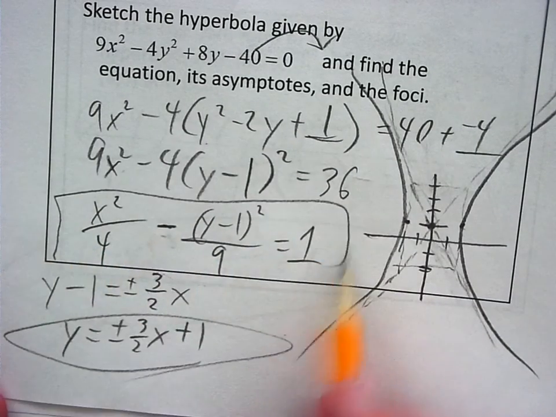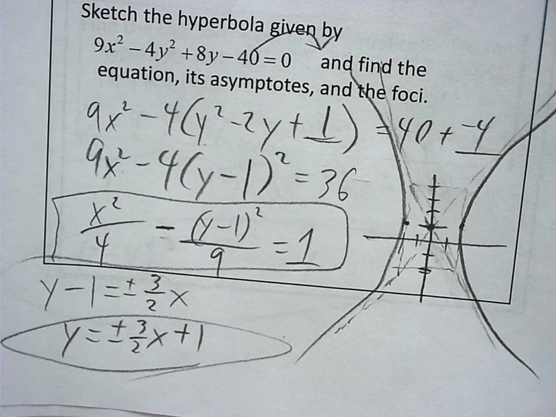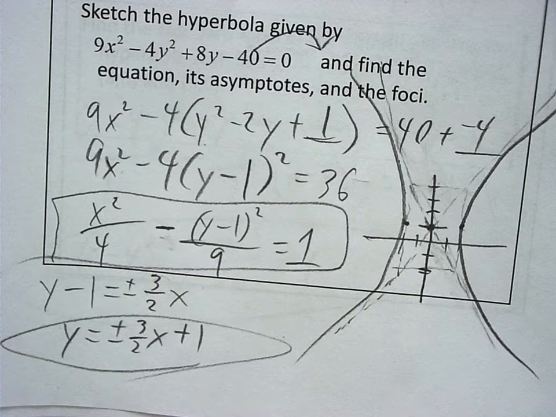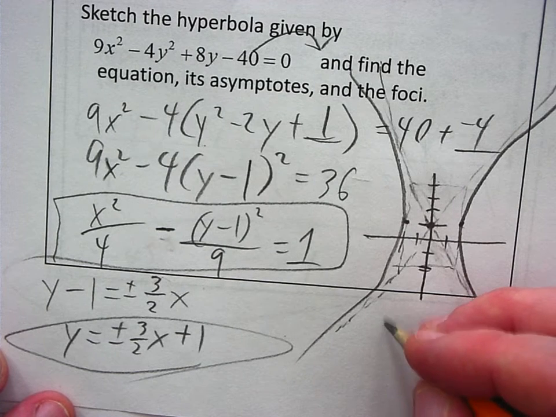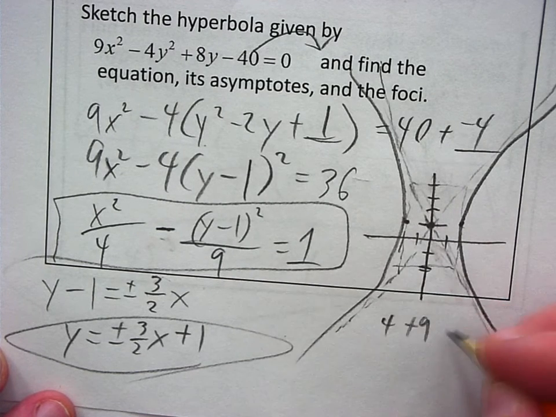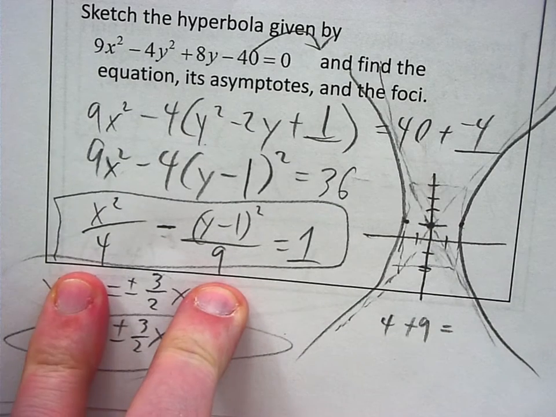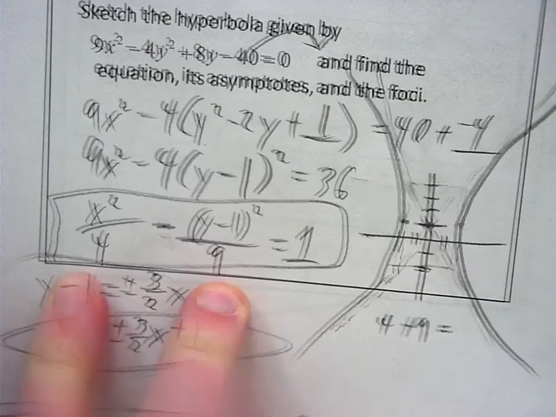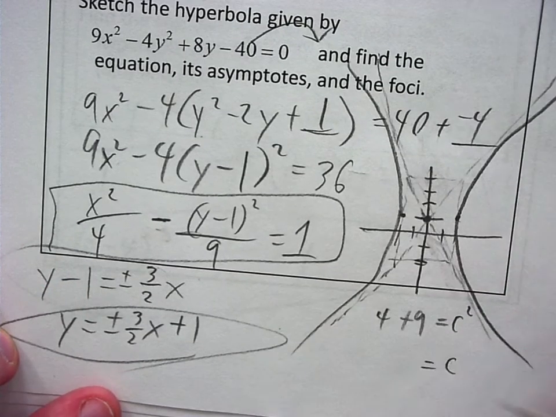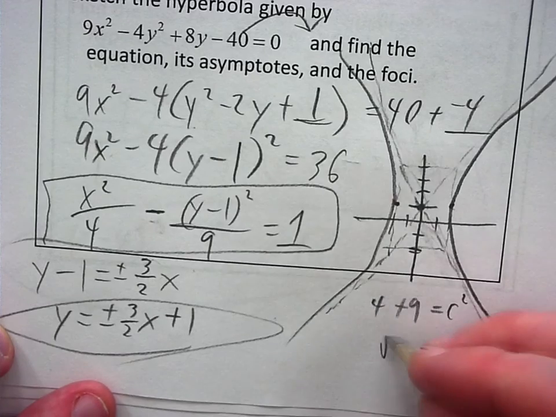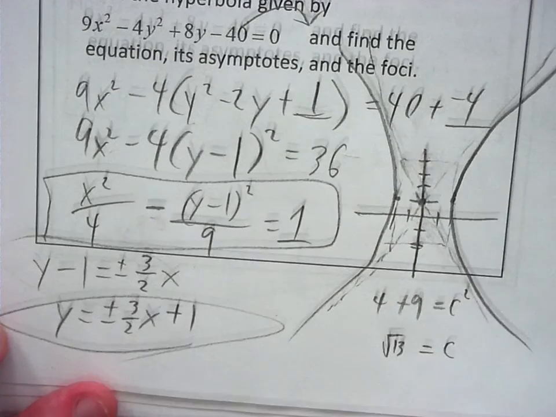So I got my graph, my equations. What else do I need? Foci. How do I find the foci? A squared is what? B squared? And actually, since you're adding these, does it really matter which one's which? No. That's equal to c squared. So c is going to be equal to square root of 13. Now, foci are going to be coordinates.